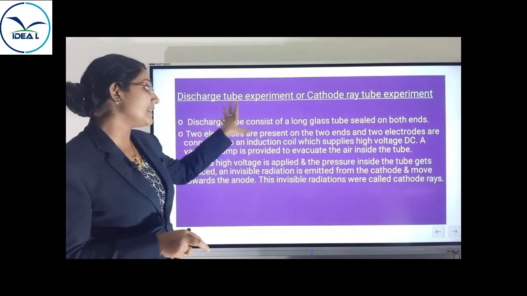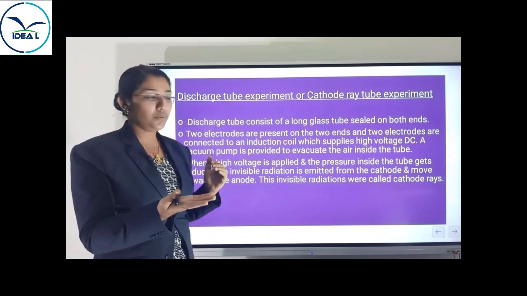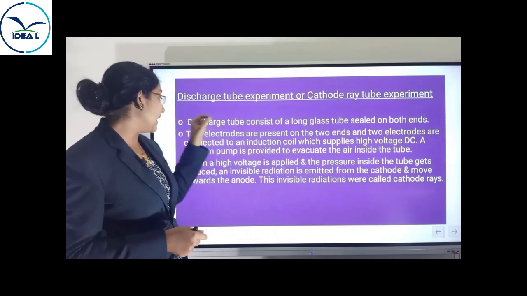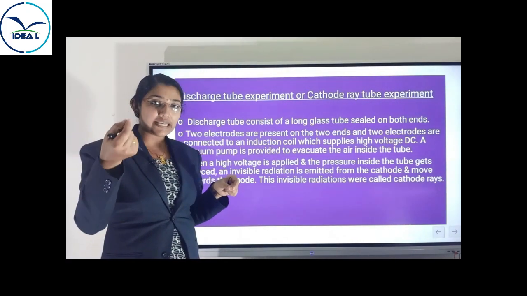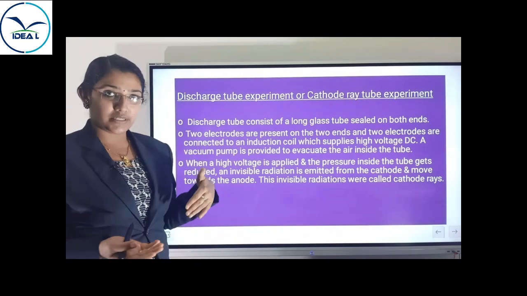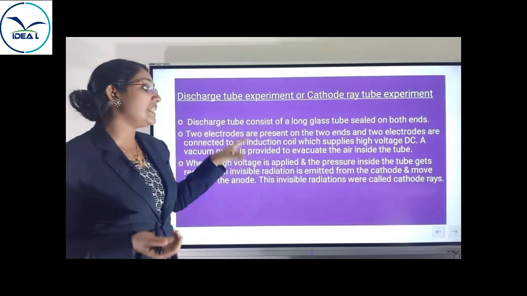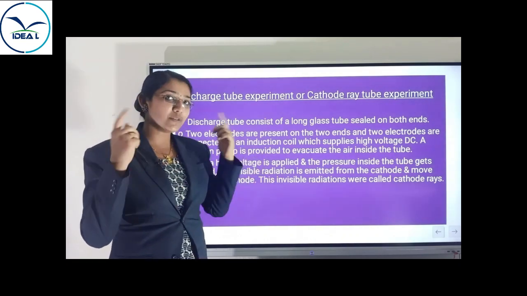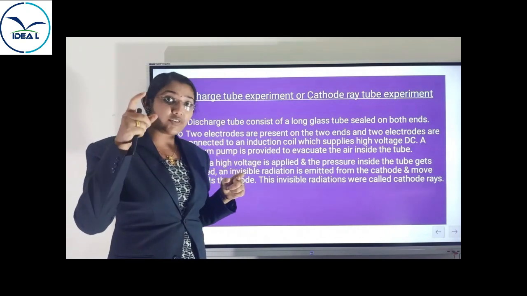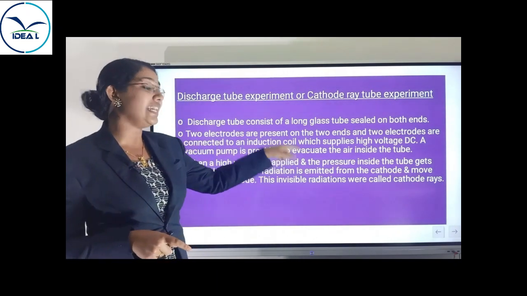After arranging this setup of the experiment, what do we do? A high voltage is applied. Voltage is applied. What happened? The pressure inside the tube gets reduced. When a high voltage enters the discharge tube, the pressure inside the tube gets reduced. Then we can see that an invisible radiation is emitted from the cathode. Invisible radiation means we cannot see the radiation, but we can detect the presence of that radiation in the discharge tube.